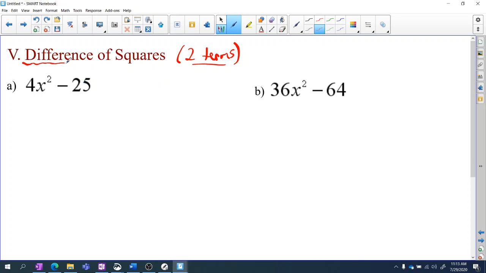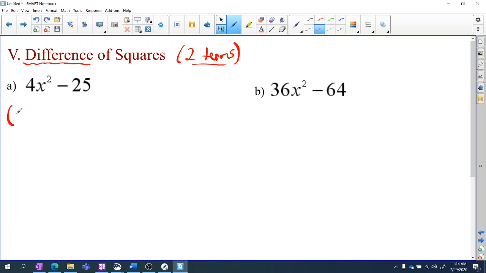Well, the word difference means subtraction. This is used when you've got two terms subtracted and it works really nice when they're perfect squares. 4x squared, take away 25. They are both perfect squares, and I'm taking the difference of them. There is a nice little shortcut strategy that you can use to factor them called difference of squares. If you forget, this is how it works.